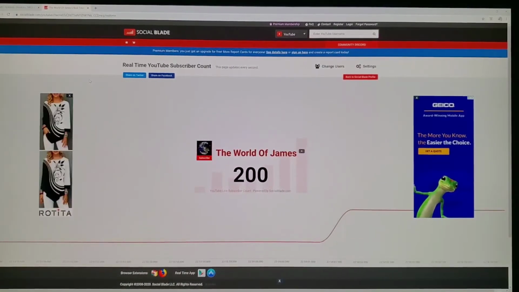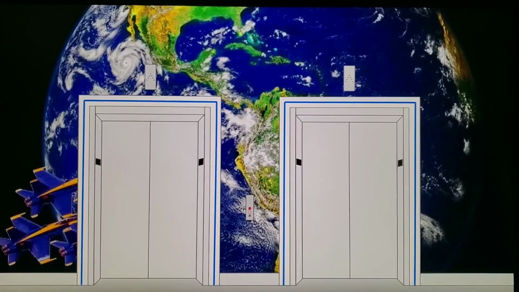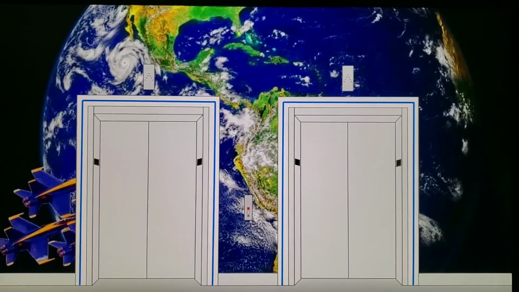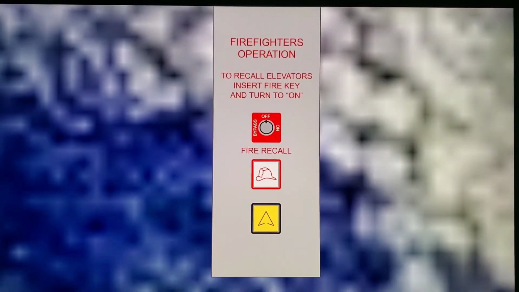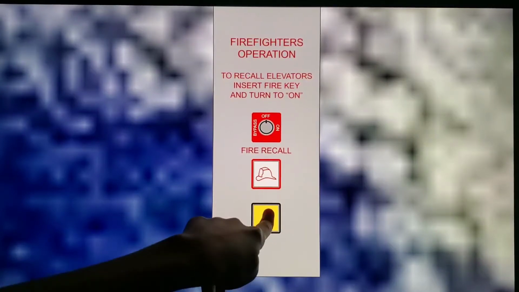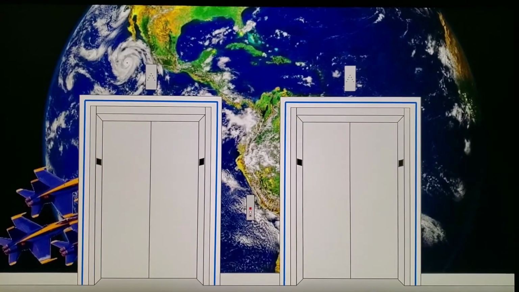Look at that. I think I have an idea of how to celebrate that. Alright, these are the elevators to the World of James Hotel in Imagination City. Innovation fixtures. Innovation decorator. Wonder what kind these are.